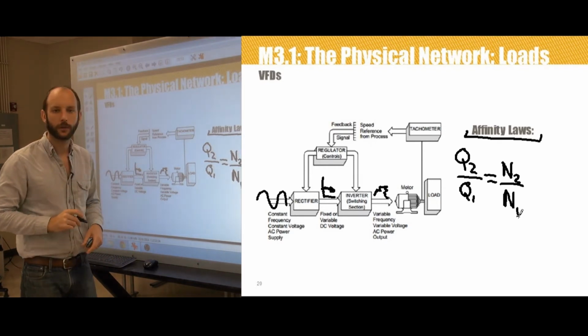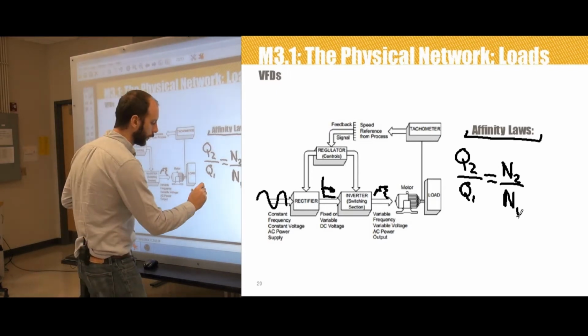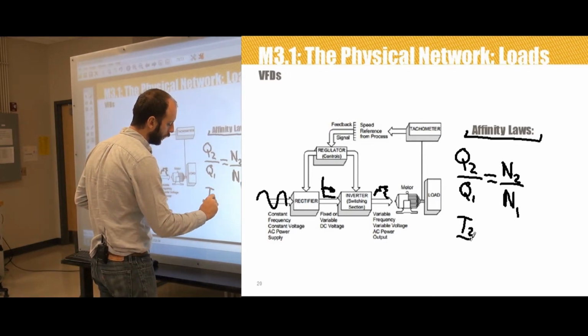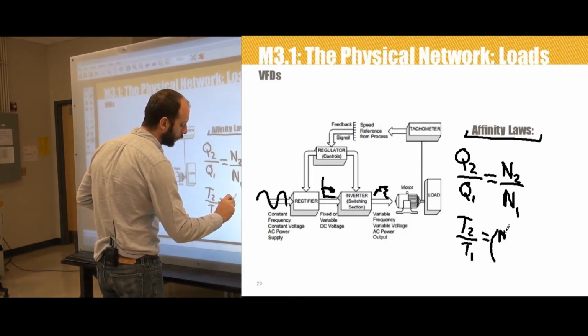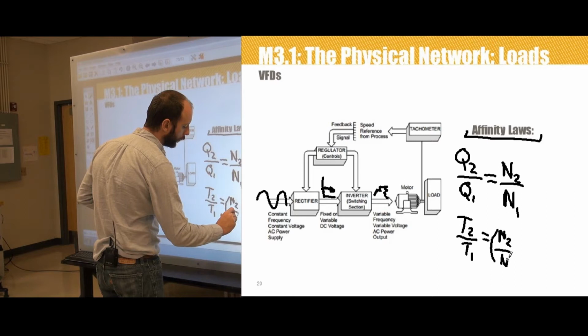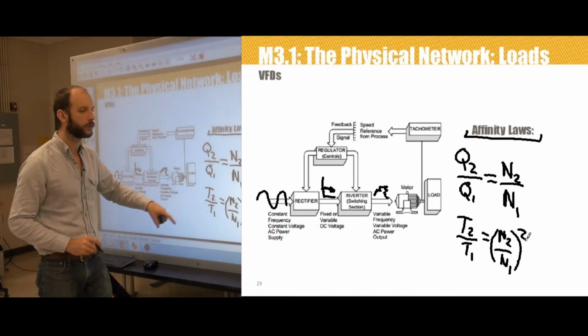What about torque? Torque is proportional to the square of the rotational speed. So we could write the torque relations as new torque divided by old torque is equal to new rotational speed divided by old rotational speed squared. So this is flow rate, this is torque.